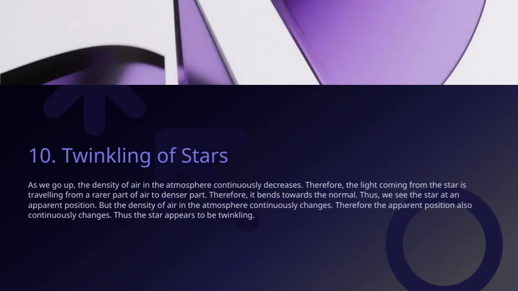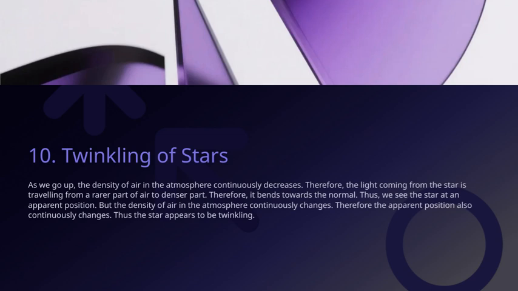As we look up at the night sky, we notice that stars appear to twinkle. This interesting phenomenon happens because, as the light from a star travels through Earth's atmosphere, it passes through layers of air with different densities. Now, as we go higher in the atmosphere, the air becomes less dense or rarer. But closer to the Earth's surface, the air is denser.